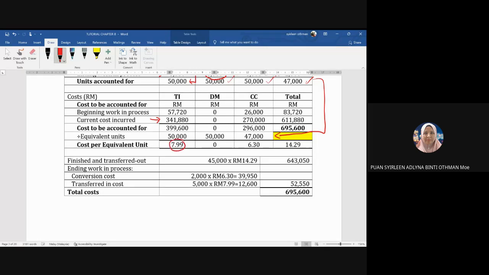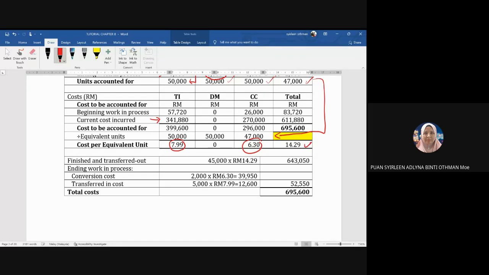Direct material, kalau awak tengok dekat sini kosong. So that means untuk Department 2 ni tak ada direct material. Dia cuma maybe dia packaging lah. The item is already there. Dia just packaging saja, so dia tak melibatkan apa-apa barang mentah. Tapi kita ada conversion cost which is RM6.30. So the total cost is RM14.29.